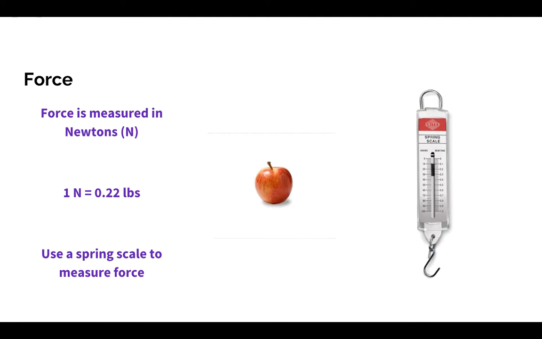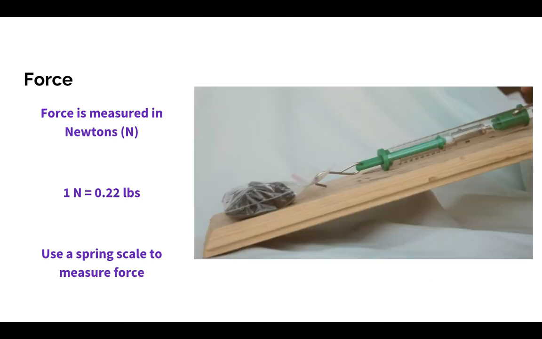So force is measured in newtons. 1 newton is less than half a pound, 0.22, and we use a spring scale to measure it. For example, here you can see that we hook something on there, and then that is being pulled so we can measure the force there.